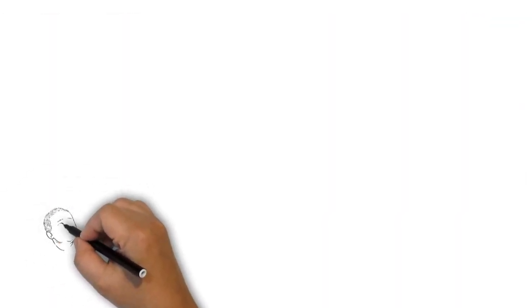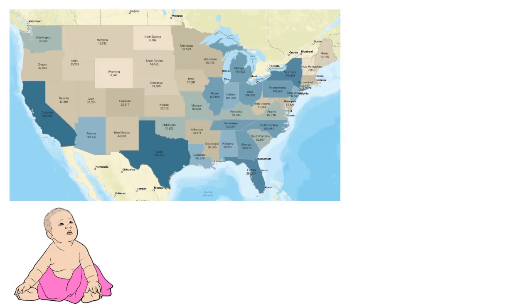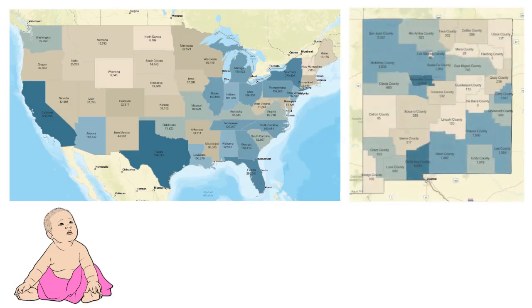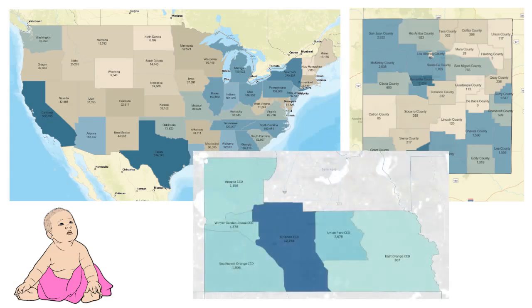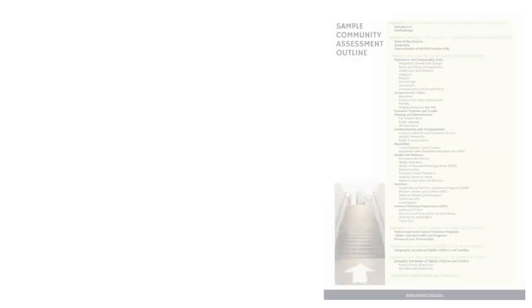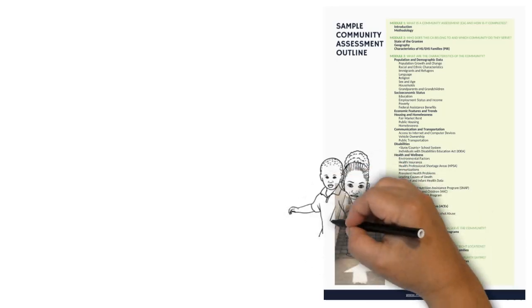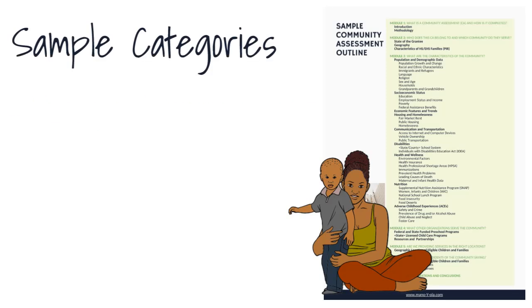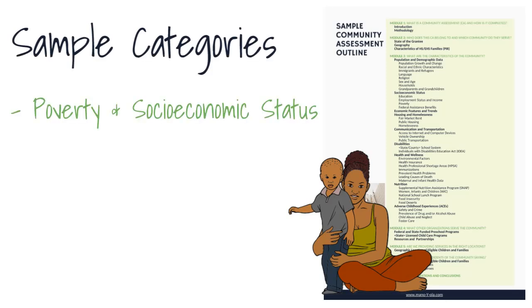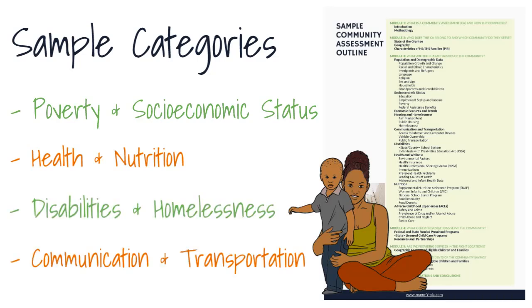Using secondary data, we illustrate the geographic location of eligible children, as you can see in this map. We break this down within the smallest geographic locations possible, such as county subdivisions, zip code tabulation areas, or census tracts. Location of eligible children is just one example of data indicators we include to support your program's many essential functions. Other broad categories we include are poverty and socioeconomic status, health and nutrition, disabilities and homelessness, and communication and transportation.